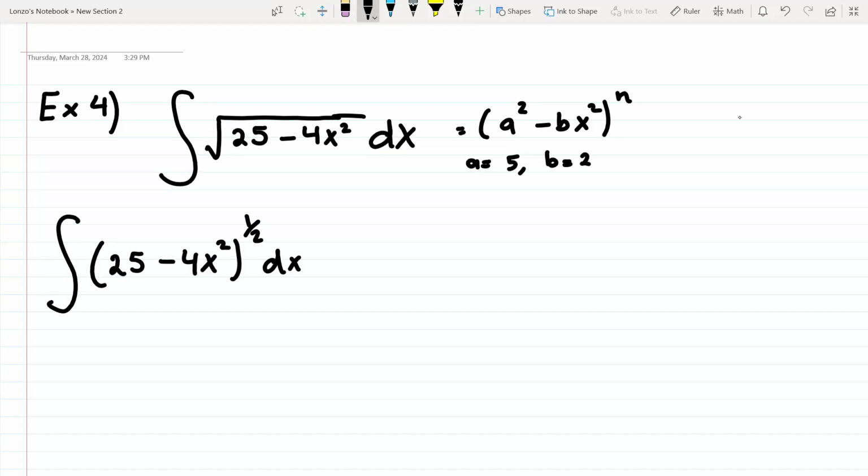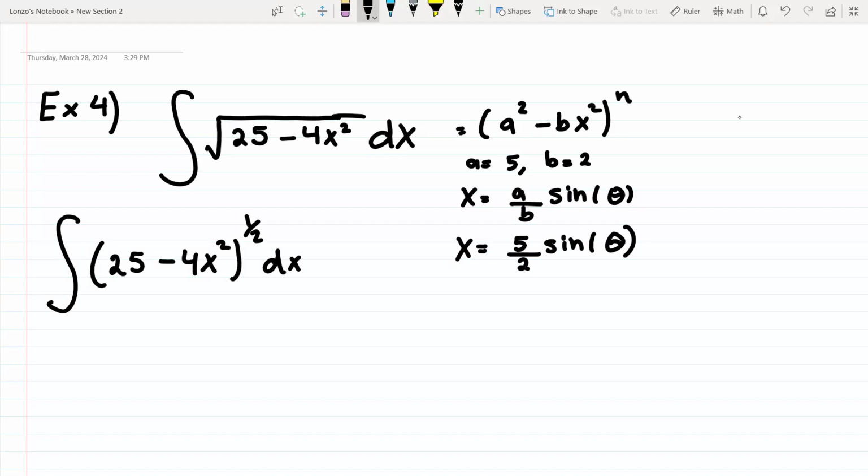So what trigonometric substitution will we use? We'll use x equals a over b times sin of theta. Okay. So we said our a is 5 and our b is 2, so we're going to use the substitution x equals 5 over 2 sin of theta. Okay.